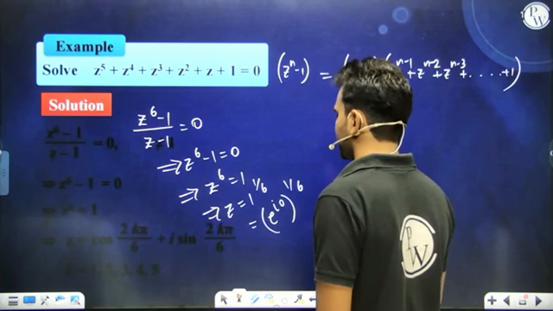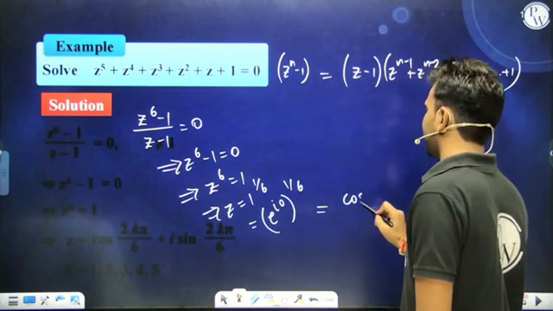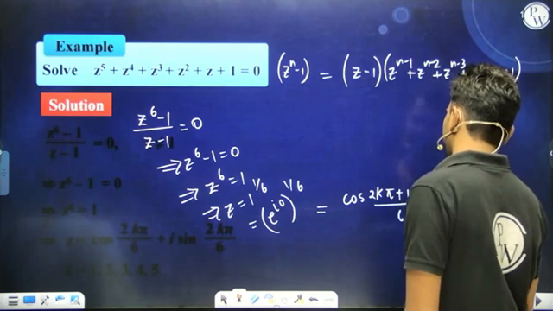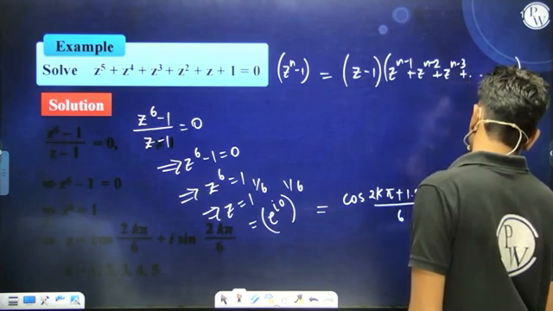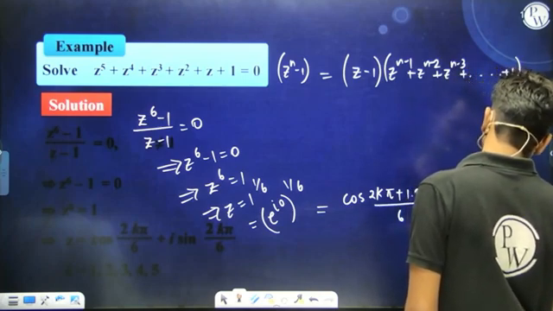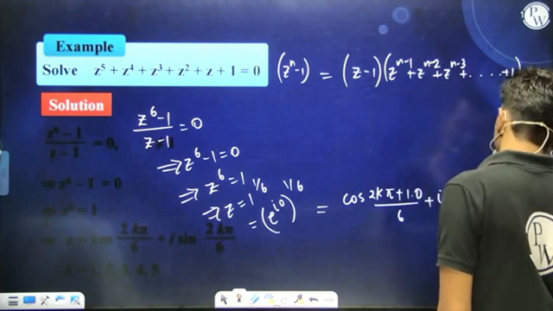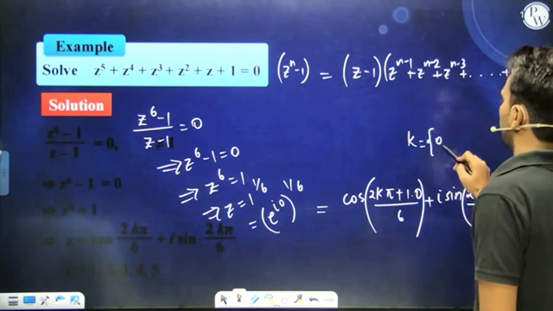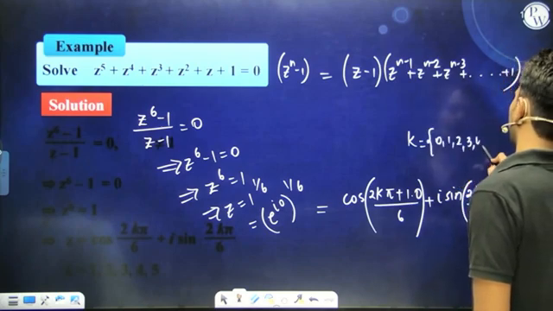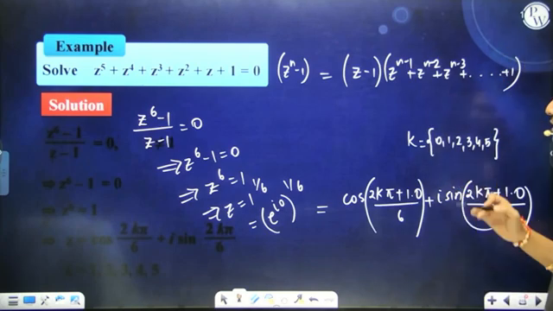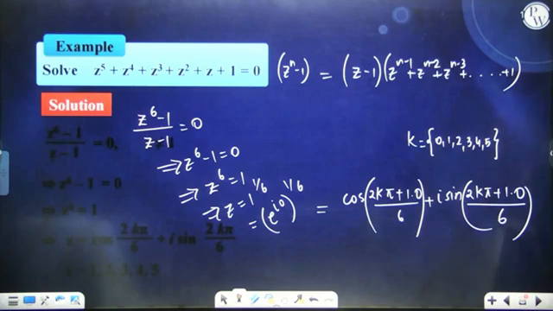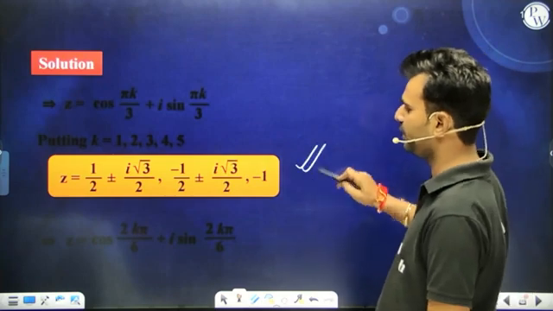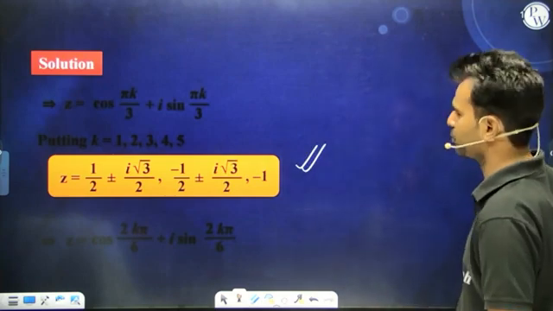And since this is the rational number, this thing can be further rewritten as cos of (2kπ plus 1 into 0) divided by 6 plus i sin of (2kπ plus 1 into 0) divided by 6. If this is the case, here k will go from 0, 1, 2, 3, 4 and 5, right? These values of k you will put and you will get different values of z, and you will get all of your roots, and your roots will be coming out to be like this as I have shown.